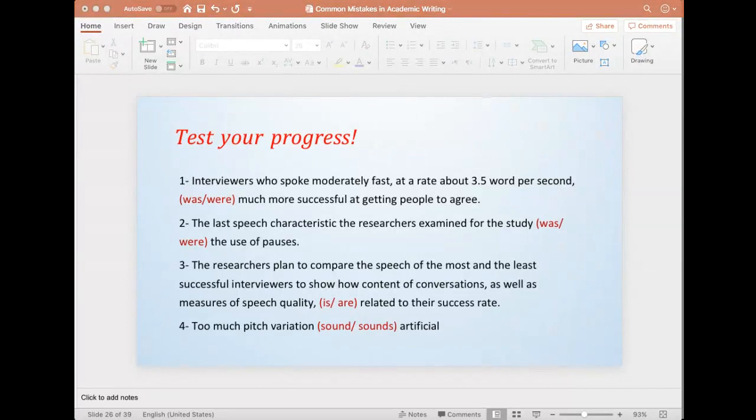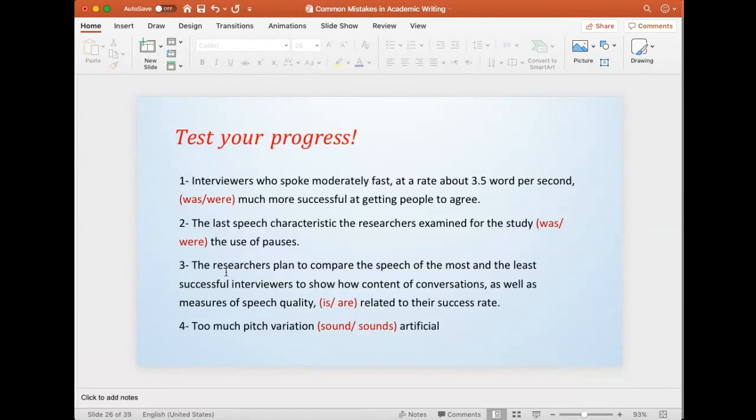All right, can you share your answers? For number one, what did you choose, was or were? Were. Okay, exactly, because we have interviewers. The researchers plan to compare the speech. Okay, this is a long sentence. The third one is related to their success rates, and it has to be singular.